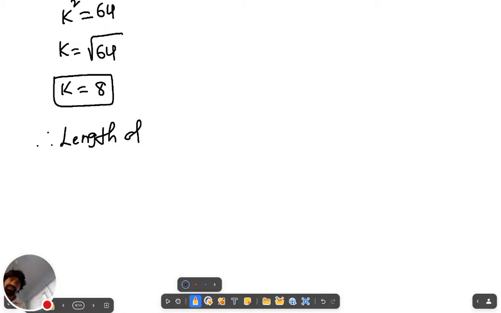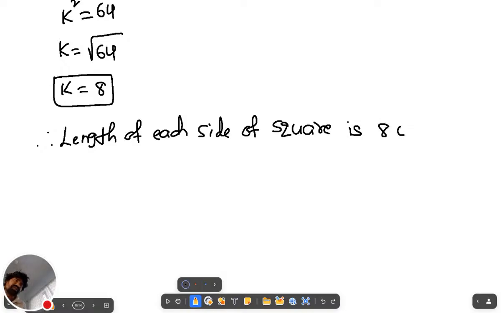The length of each side of the square is 8 units, because centimeters and meters are not given here, right? So it is just 8 units. So this is the solution for this question. Let's go to the next question.